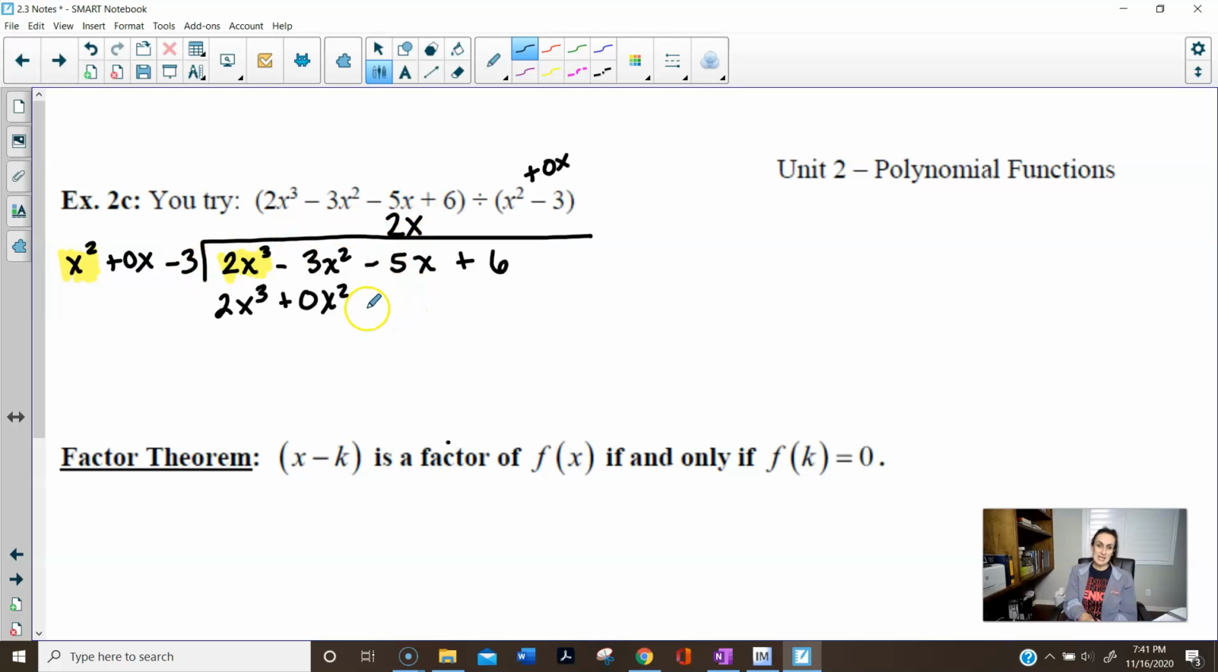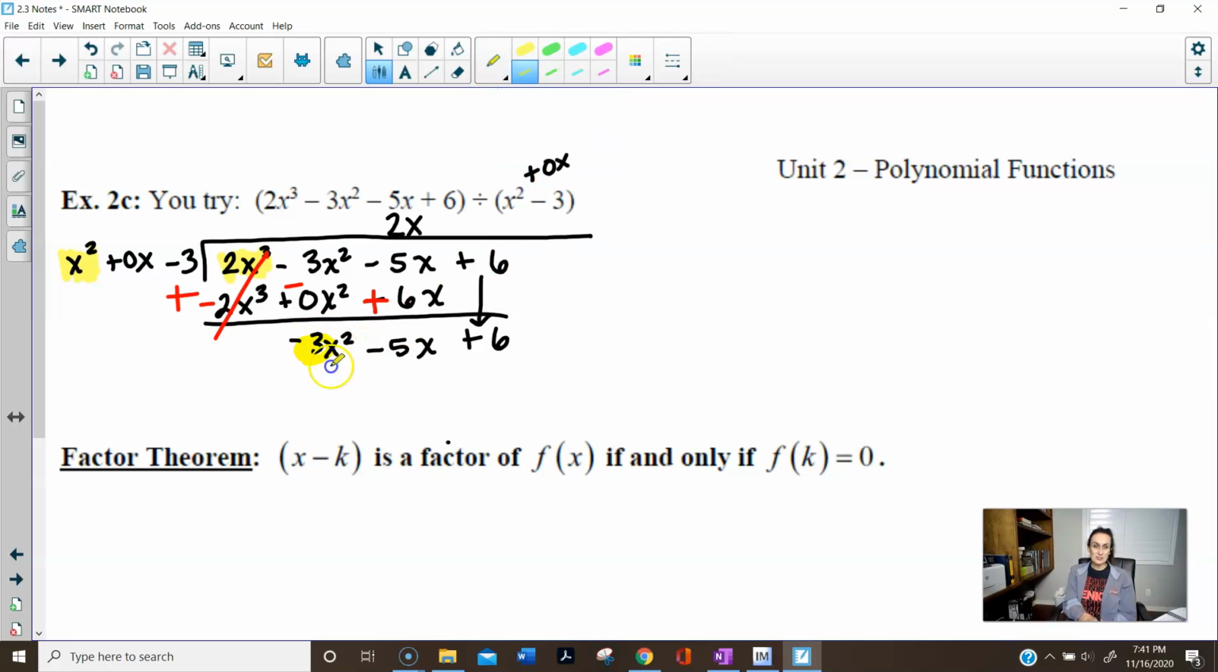And then 2x times negative 3 is negative 6x. So I really like that placeholder. It just helps me organize everything. So subtract is the same thing as plus the opposite, opposite, opposite. Now, the front terms are going to cancel. I am left with a negative 3x squared, a subtract 5x, and a plus 6 when I bring down the next number.